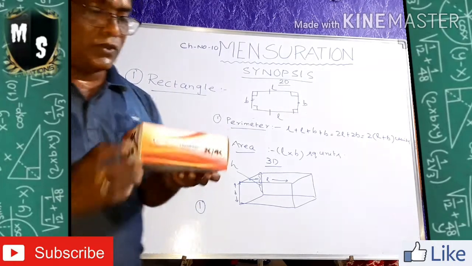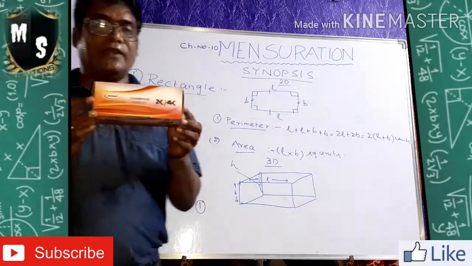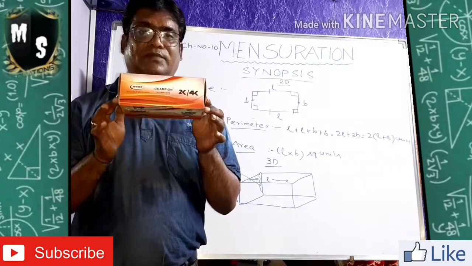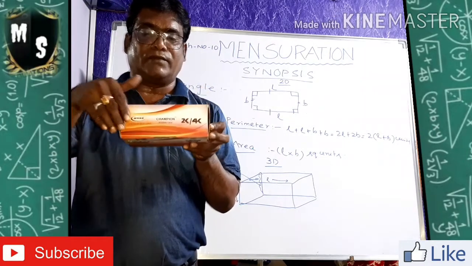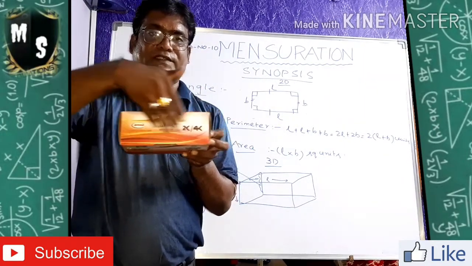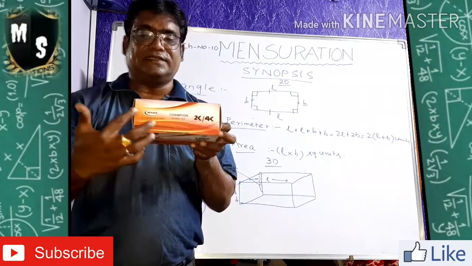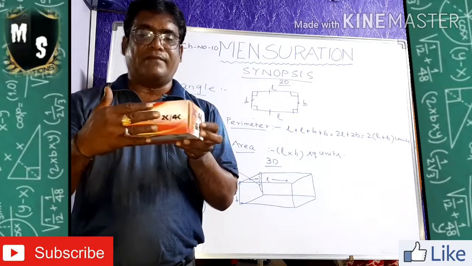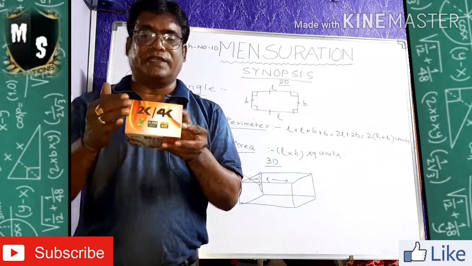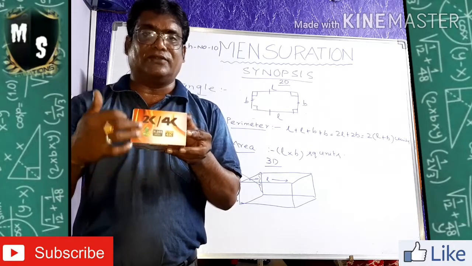So, look, what you are observing, when this box is just in front of you, you are looking at one face. This is a rectangle. Then I am just moving it. You are looking at another face. This is a rectangle also.